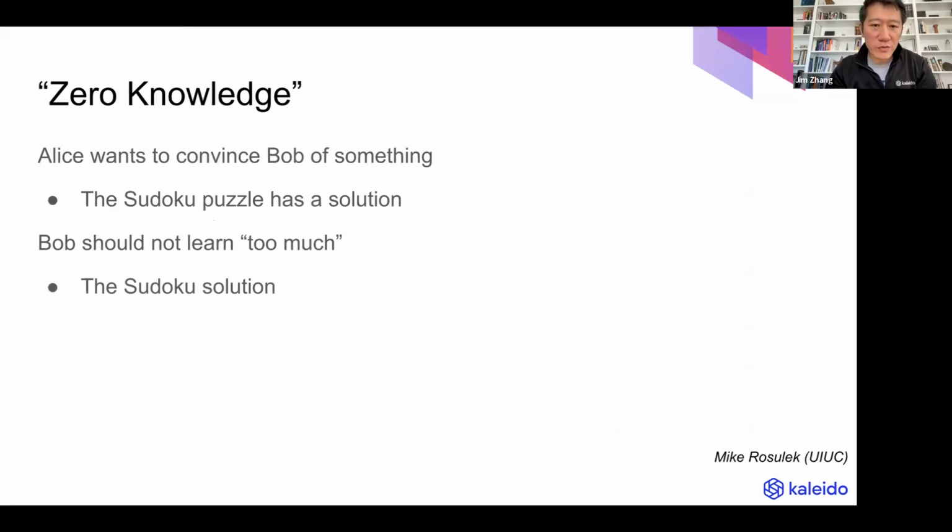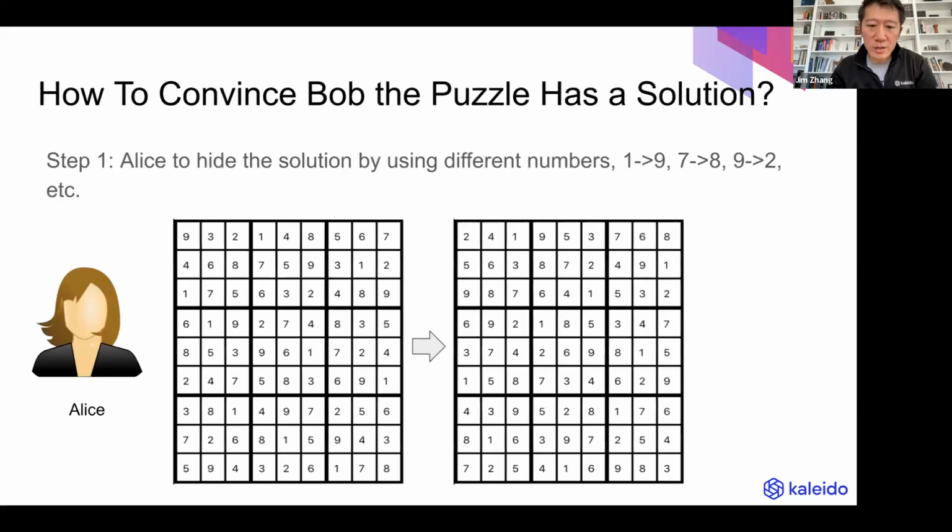So the challenge for Alice is to show to Bob, this particular puzzle does have a solution, but she can't give the solution to Bob right away because that sort of defeats the purpose. So how does this work?